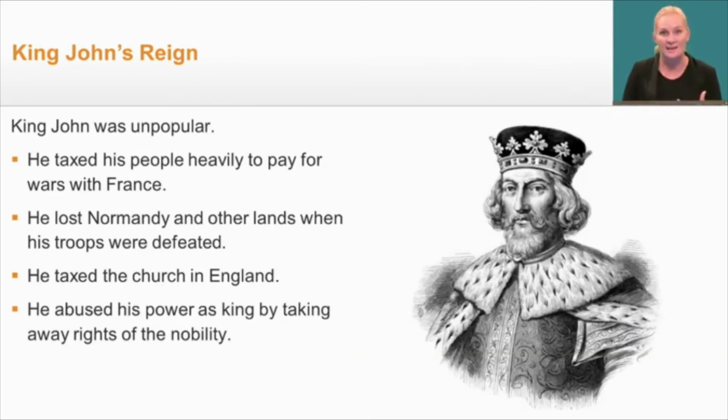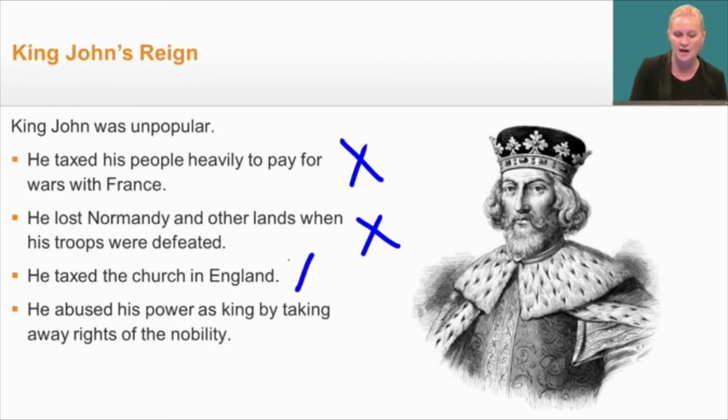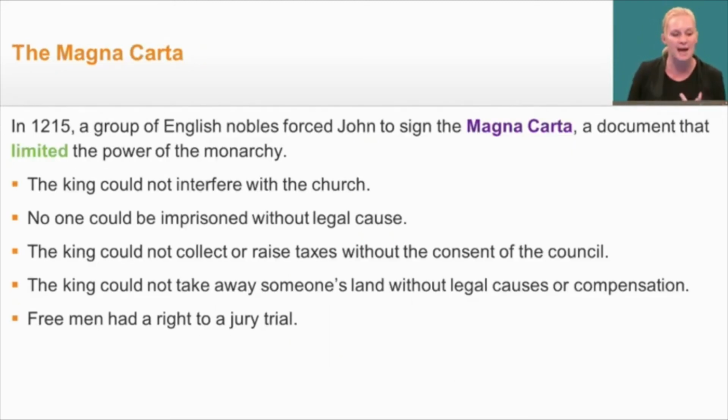Now, King John's reign, he was very unpopular. He taxed his people heavily to pay for the wars with France. He lost Normandy and other valuable lands when his troops were defeated. He taxed the church in England, which a lot of people found fault with. And he abused his power as king by taking away rights of the nobility. He was very unpopular. And what this unpopularity did was it actually opened a way for the Parliament to get some more power and to force him to sign a document called the Magna Carta.